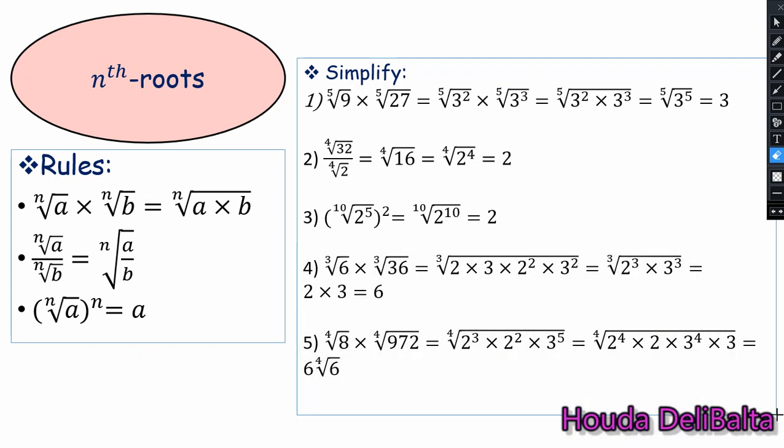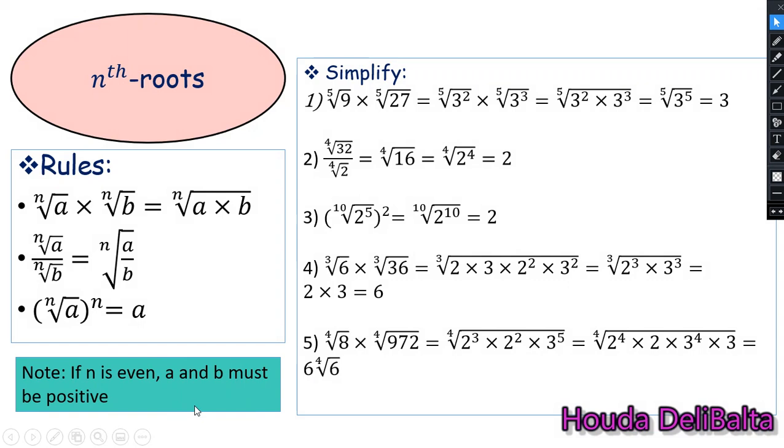Let's continue to know more and more about nth roots. Note here, if n is even, if the index is even, a and b that are inside must be positives. So if I have a fourth root, a sixth root, an eighth root, a 10th root, a 12th root, whatever, the values inside must be definitely positive.